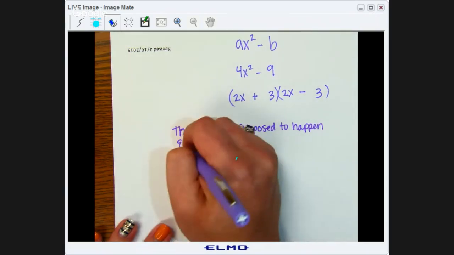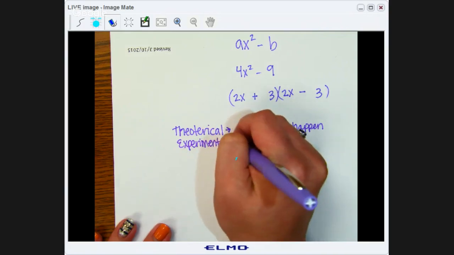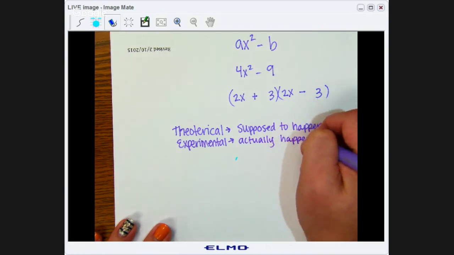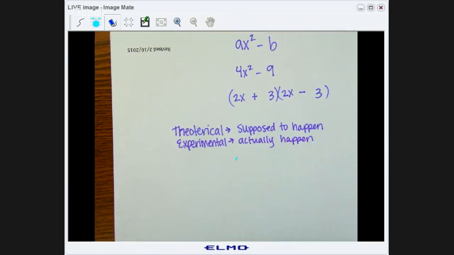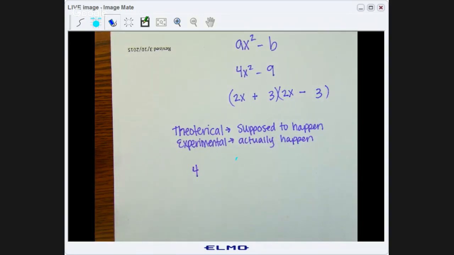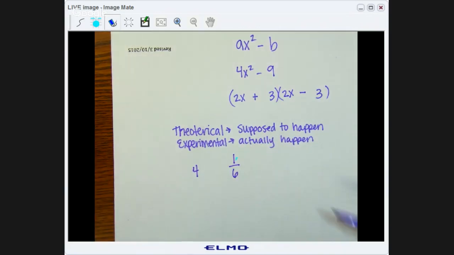Whereas experimental is where you're actually looking at some data from people spinning a spinner or rolling a die, and this is what actually happens. So if I'm rolling a die, which has 6 sides, I want to say, okay, theoretically, and yes, I know I spelled theoretical wrong. Get over it. But theoretically, if I roll a die and want to know how many times I'm going to land on a 4, a 4 shows up on a die once out of 6 possible options. So theoretically, I should land on a 4 1 out of 6 times.